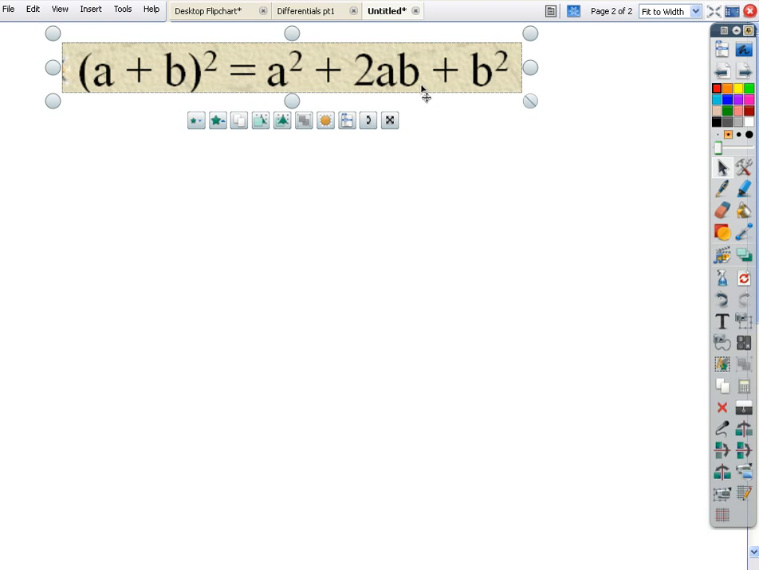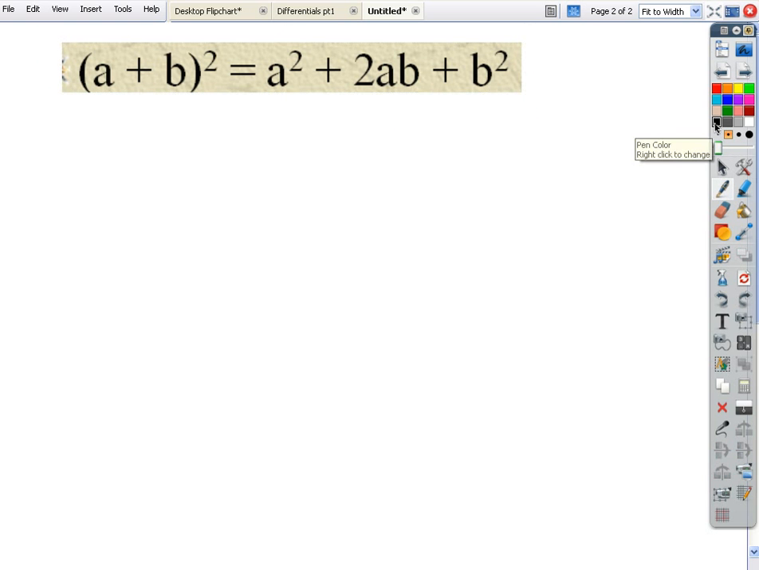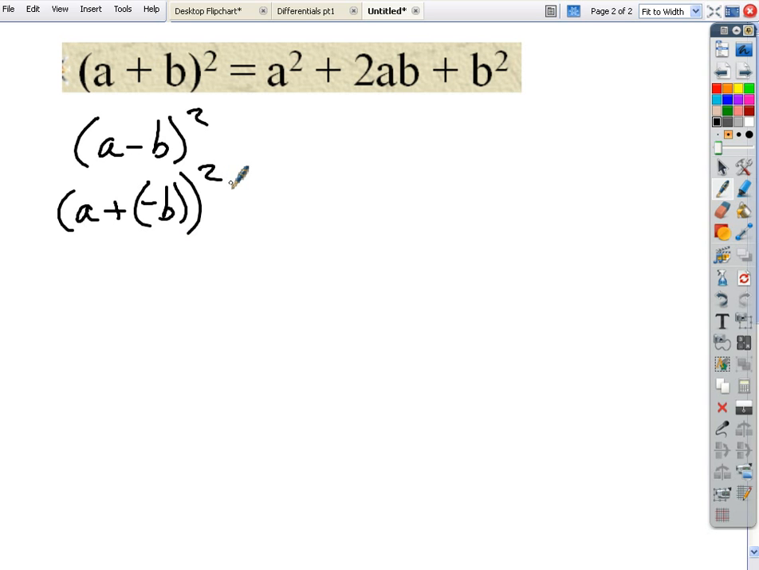And if I want to get the pattern for a minus b squared, isn't that just the same thing as a plus negative b squared? Okay, so all we got to do is we just have to substitute a negative b for every place that we see a b up here. And that gives us this pattern. Because a plus negative b is the same thing as a minus b, right? It's a good trick. So what does that give us?